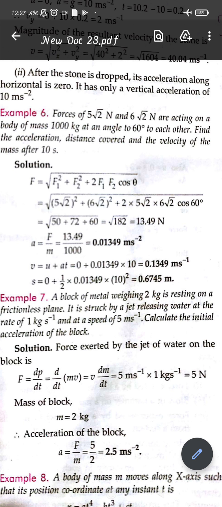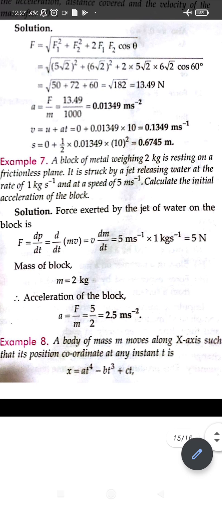And for velocity, we will use the first equation, v = u + at. u is 0 and a is 0.01349 meter per second square into 10. So it will be 0.1349 meter per second. So this was the velocity, acceleration, and the distance covered by the body.